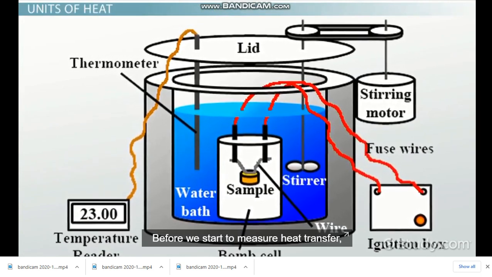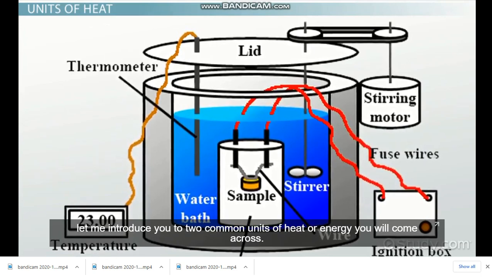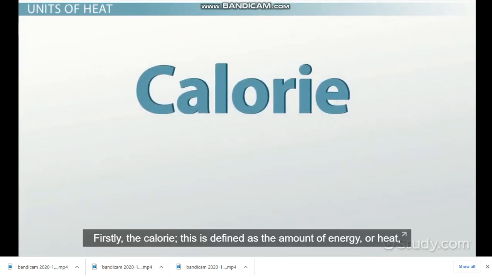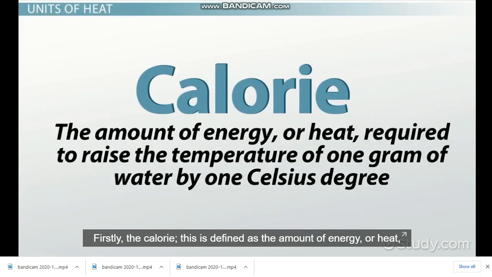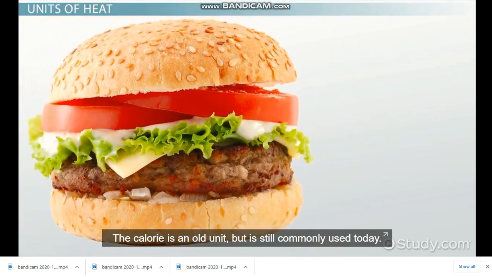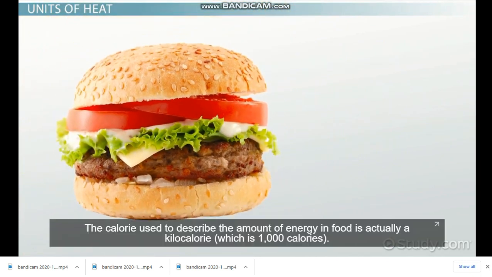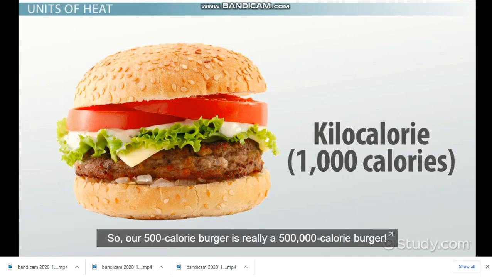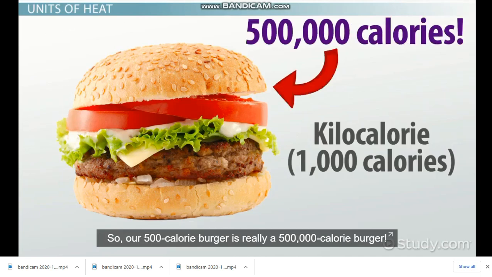Before we start to measure heat transfer, let me introduce you to two common units of heat or energy you will come across. Firstly, the calorie. This is defined as the amount of energy or heat required to raise the temperature of 1 gram of water by 1 Celsius degree. The calorie is an old unit but is still commonly used today. The calorie used to describe the amount of energy in food is actually a kilocalorie, which is 1,000 calories. So our 500 calorie burger is really a 500,000 calorie burger.